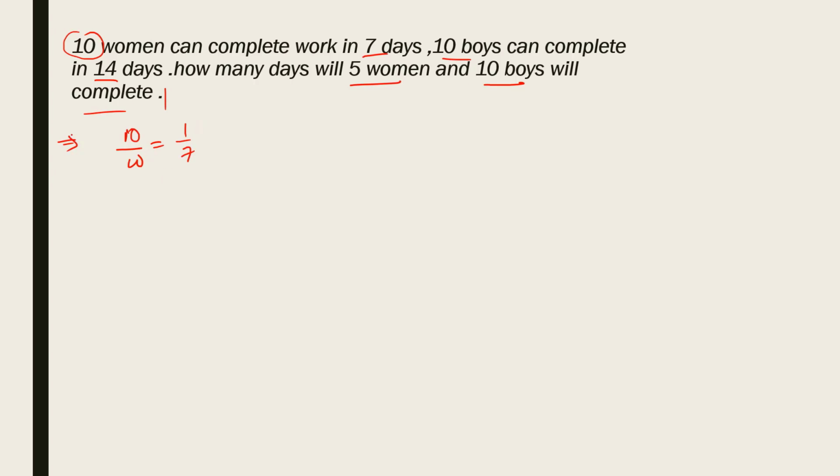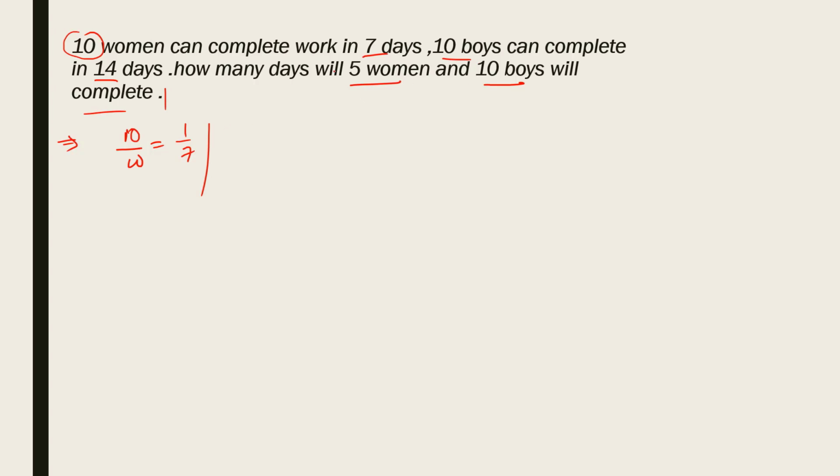So this is 10 women. Instead of 1 by W, I'm writing 10 by W. So 10 women can complete 1 by 7th part of the work in 1 day. This is the unit method. If you haven't seen what the unit method or LCM method is, you can click on the channel and watch the videos. So 10 by W is equal to 1 by 7.